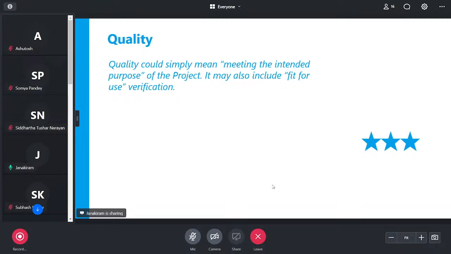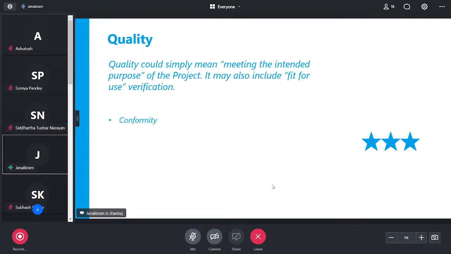And we all know what quality is, right? There are varied definitions, right? Some say it's conformance to requirements, some say it's fit for use. But again, at the end of the day, meeting the intended purpose of the project is the primary goal of quality. It may also include fit for use verification. So you may meet the primary goal of the project, but is it fit for use? Is it scalable? Is your deliverable scalable? So all those things come into the picture.